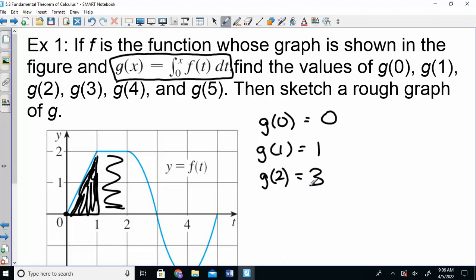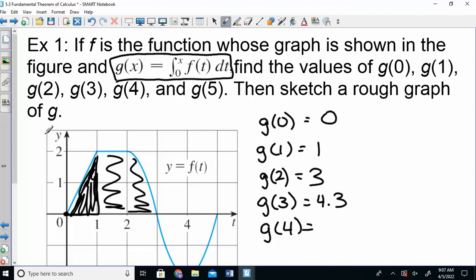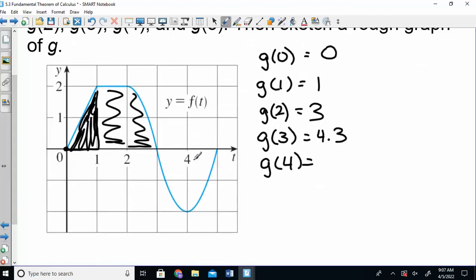If I said G of 3, now we're adding in this part. We were at 3, how much more did we add? Like 4.3, you think? 4.3, 4.5, somewhere around there. If I said G of 4, when it's below the axis, what does that do? Negative. So this looks about the same as that, right? So that would take me back to 3, because those two would really just cancel each other out, the positive and negative.